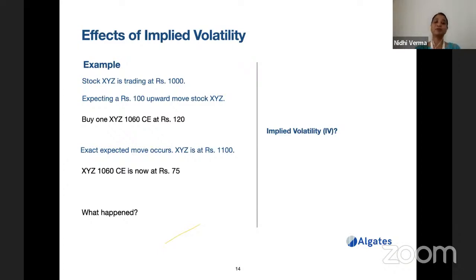So what happened? Why did it happen? The chances are that when you bought that option, the implied volatility was very high at that time. So the option premium was very high, and now the implied volatility has come down, so that has impacted the option price, and the premiums have come down because of that. So you see, everything has gone in your favor except the volatility part.